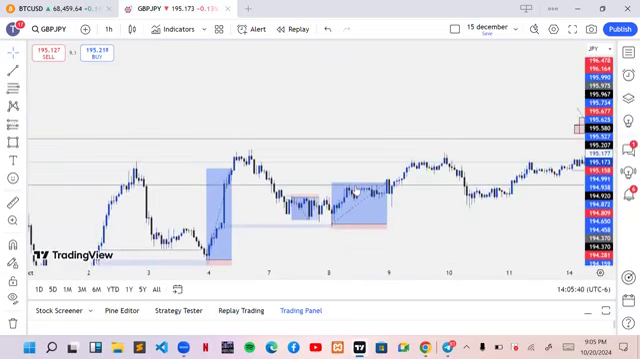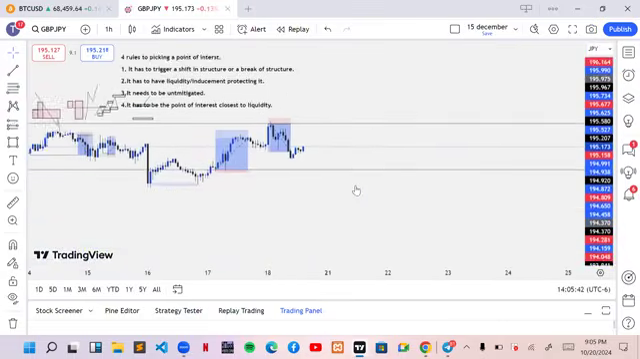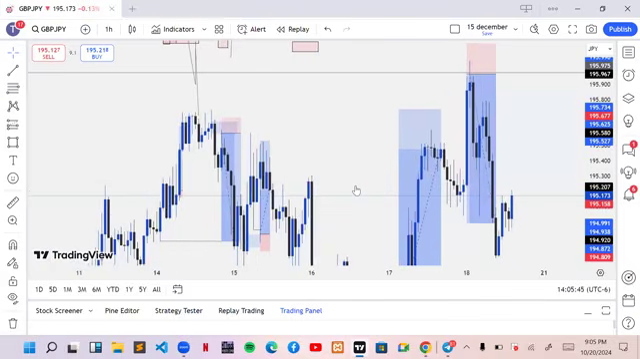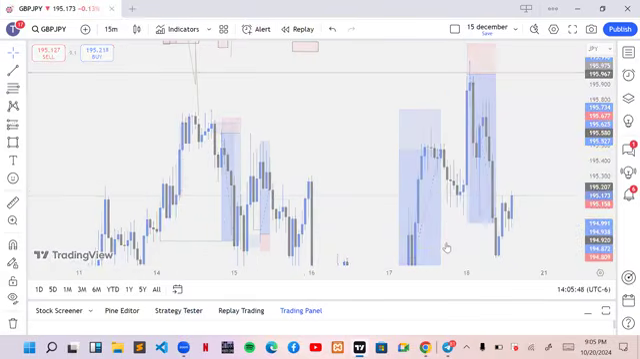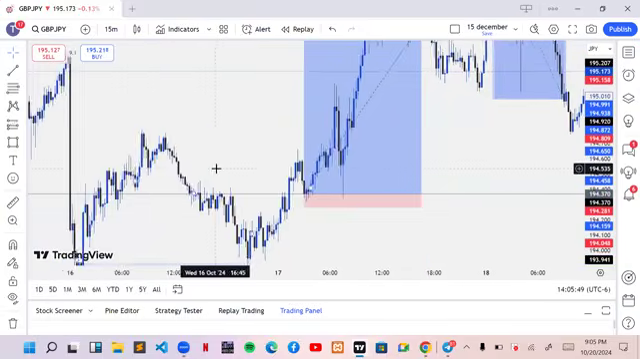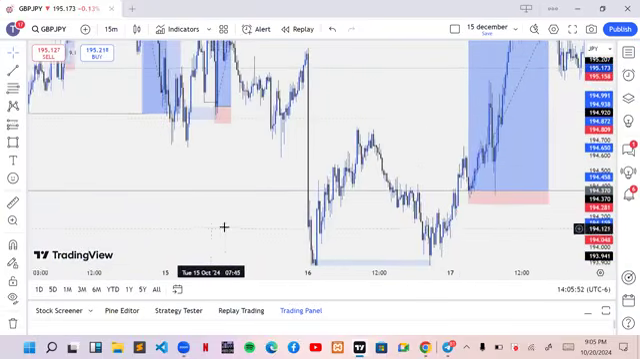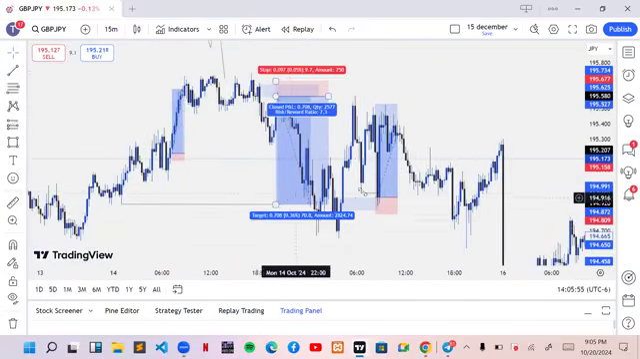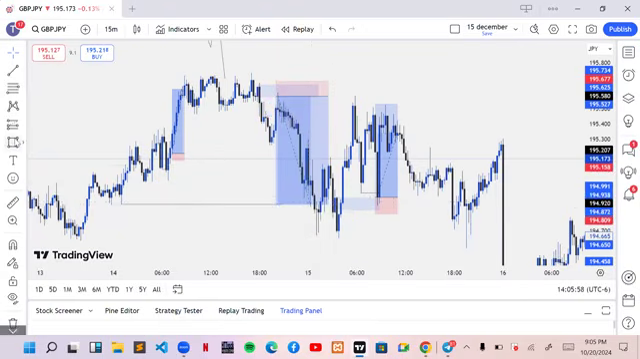There was a trade on GJ last week. Let me see if I can find GJ. Last week, I think I took that trade. This trade, this is the inducement. This is our breaker block, and there's another block down here. Market picked from this breaker block because this is the inducement, and this breaker block is the one that is closest to liquidity.